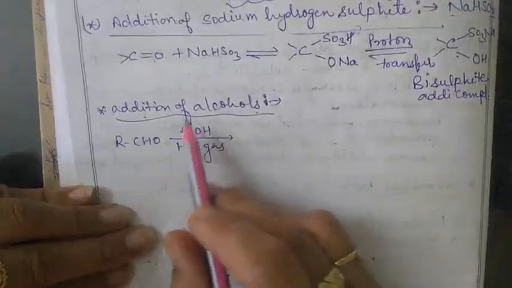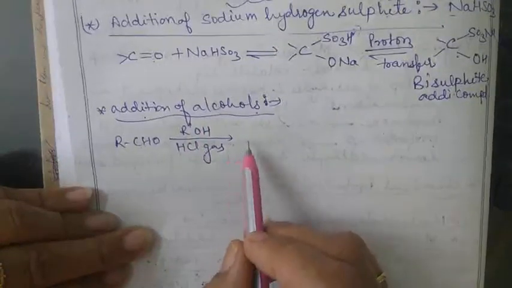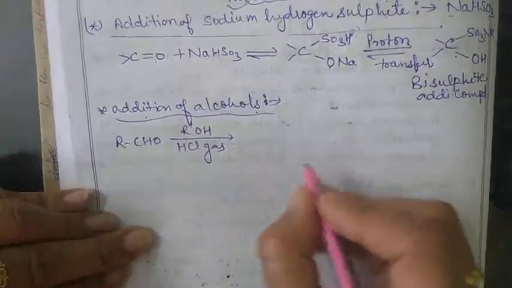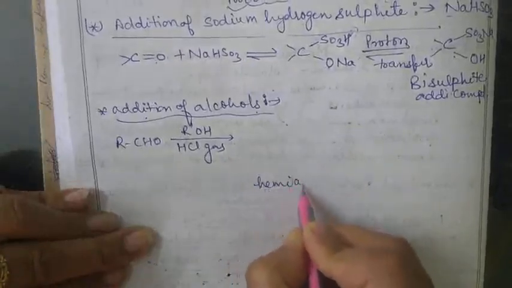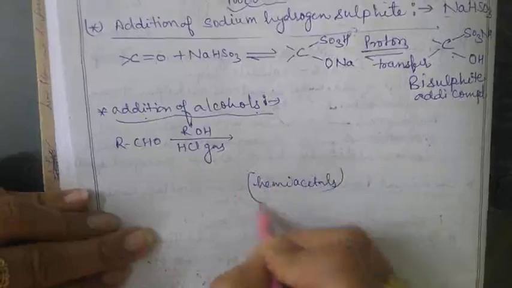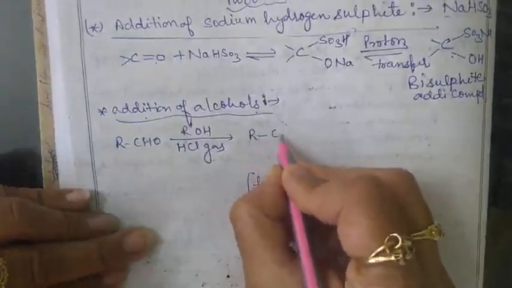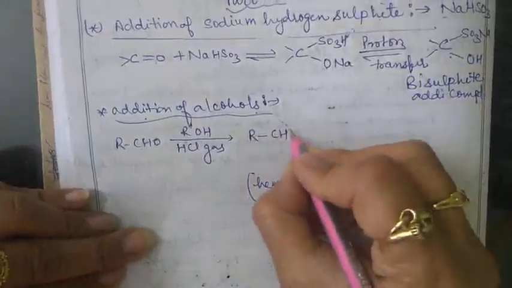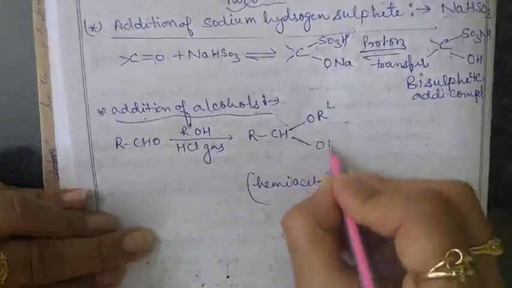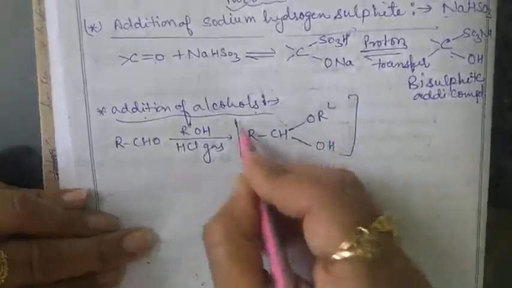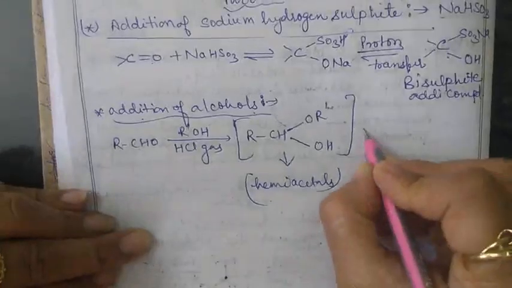So when the aldehyde reacts with monohydric alcohol in presence of dry hydrogen chloride, it gives an alkoxy alcohol intermediate, and that intermediate is known as the hemiacetal. So how does the hemiacetal form? What is the formula for the hemiacetal? That is RCH, with an OR group attached here and OH here. So this is the hemiacetal.